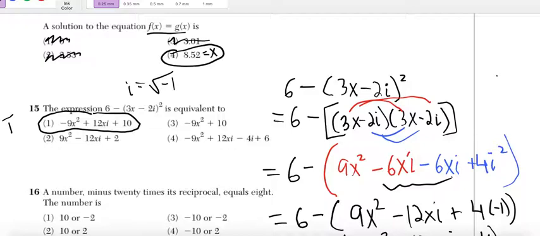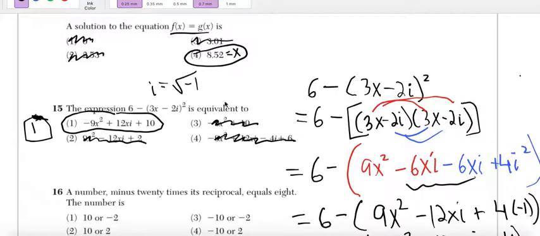And the answer is choice 1. Choice 2 is out because it starts with positive 9x squared. Choice 3 is just a binomial. And choice 4 is just garbage. All right, so 15 is choice 1. Okay, pause the video if you need to.